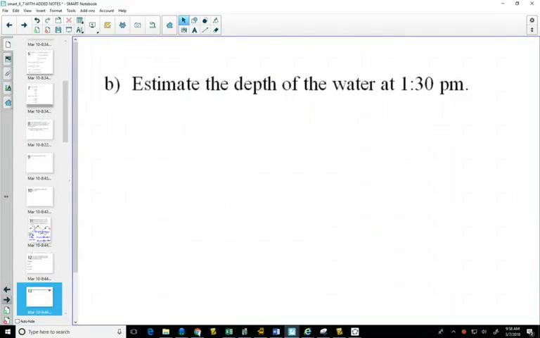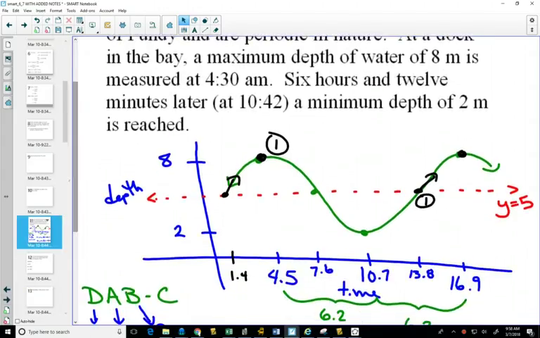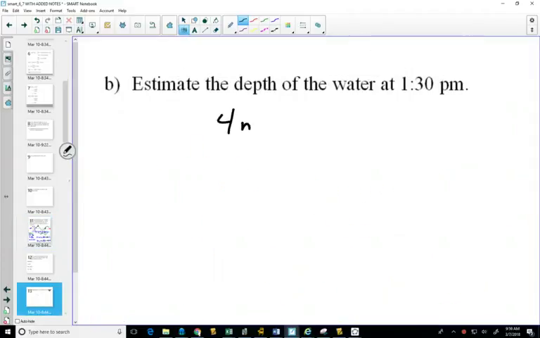In part B here, it says, estimate the depth of the water at 1:30 p.m. So the first thing we have to figure out is, where does 1:30 p.m. fit on our graph? 13.5. It's not going to be at 1.5 because this 4.5, when we put it in, was 4:30 a.m. So we would have to go to 13.5 to get 1:30 p.m. And if we went up from that and had to do an estimate, 4 meters seems like a decent estimate. If we wanted to find it exactly, we would type things into our calculator and input a value of 13.5.